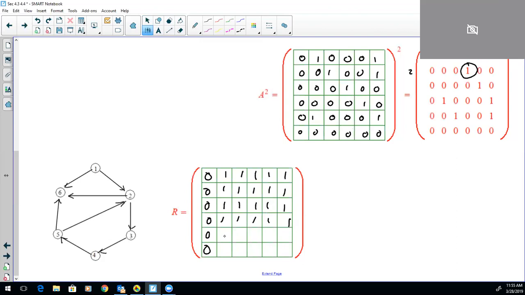5 to 1, no. 5 to 2, yes. To 3, yes. 4, yes. 5, and 5 to 6. Now 6, no arrows lead out of 6. So there are no directed paths starting at 6. So the reachability matrix is 0 in the first column and the bottom row, and everything else 1s. Okay, well there's section 4, 3, and 4.